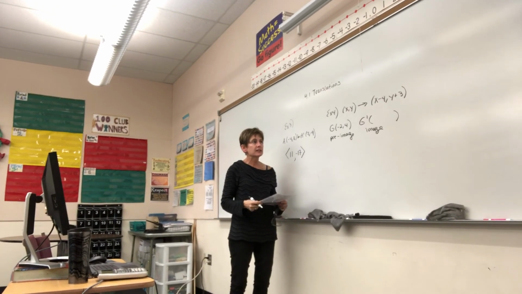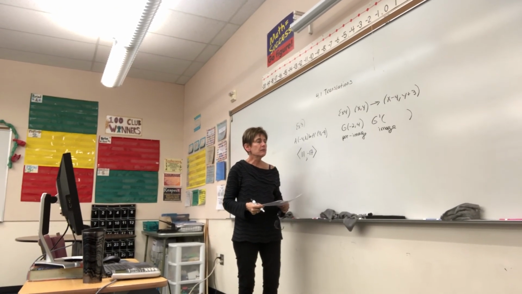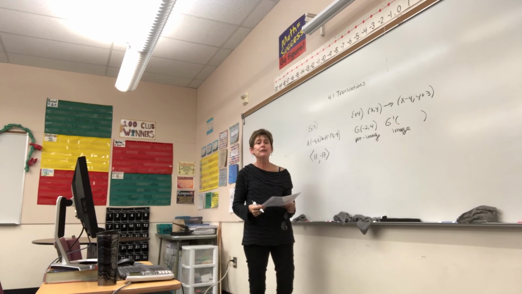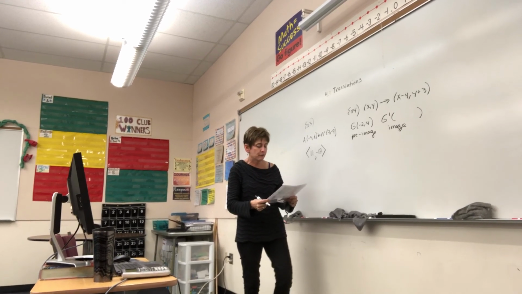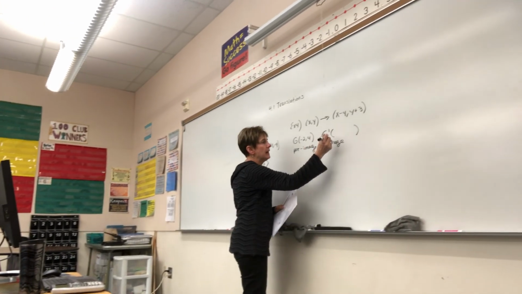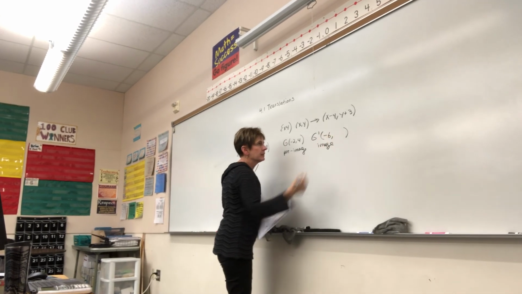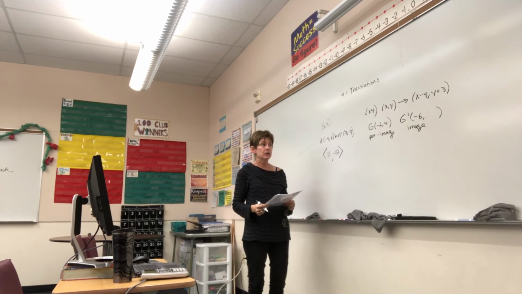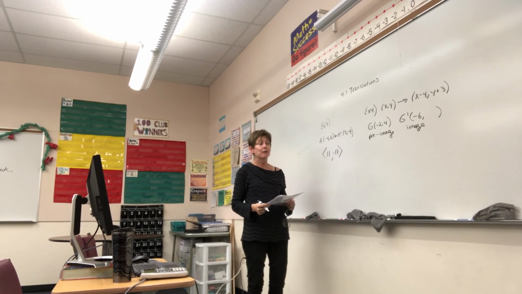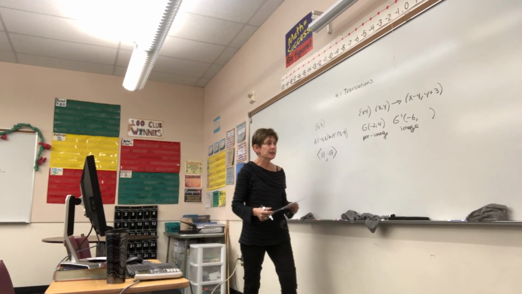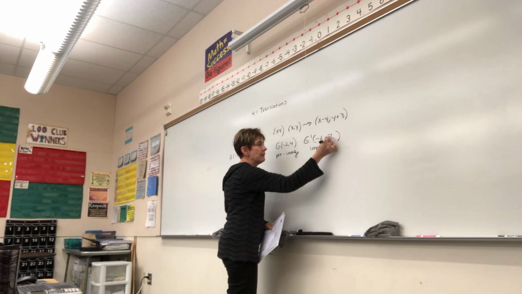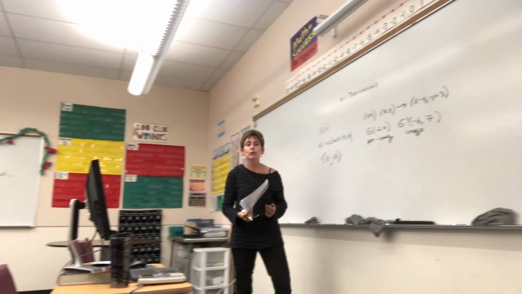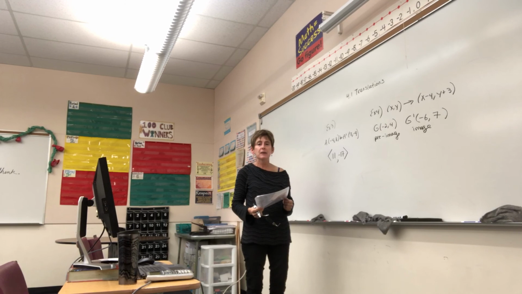Okay, it says to subtract 4. So if I started out at -2 and I subtract 4, then I would end up at -6. For the y's, it said to add 3, so if my pre-image y coordinate was at 4, and I add 3 to that, I would end up at 7. So that point would have been moved 4 to the left and 3 up.